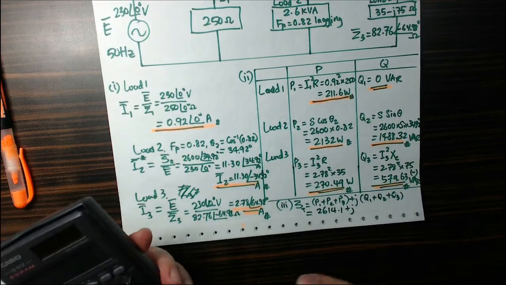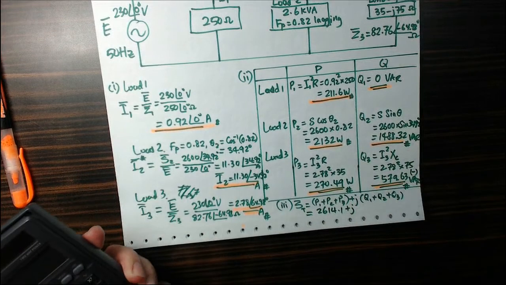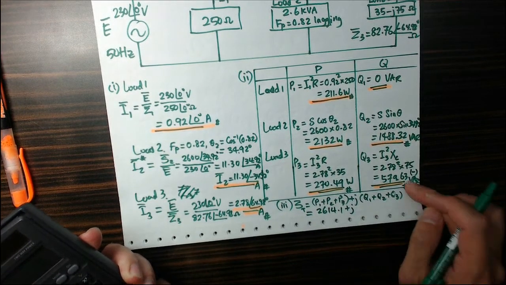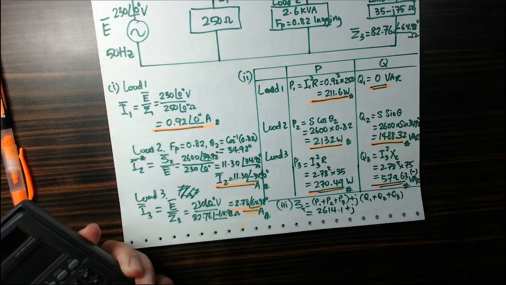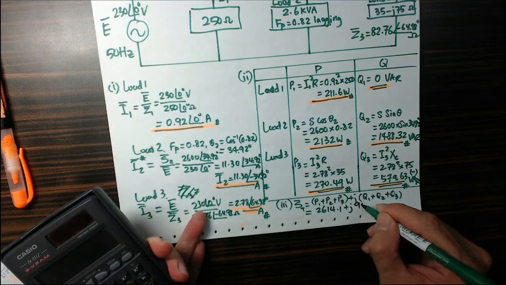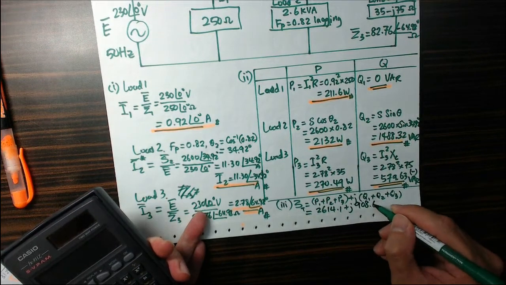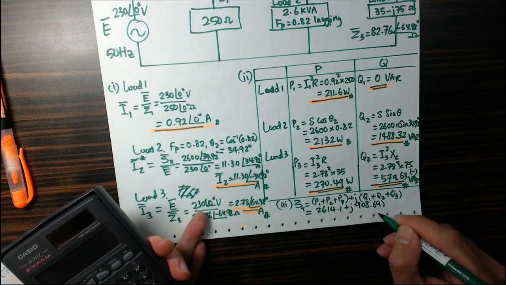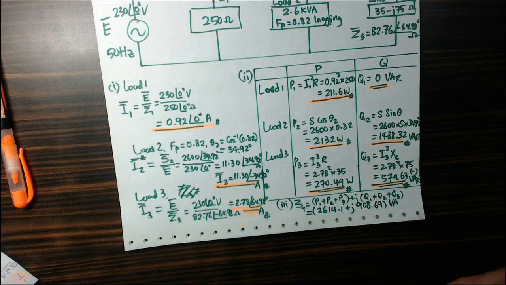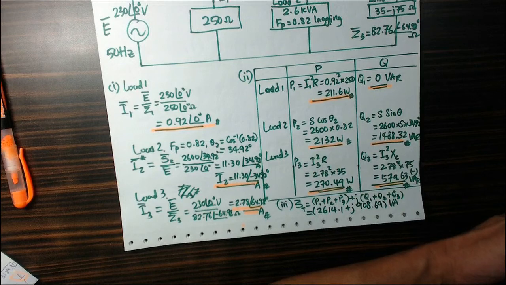plus j. Now for j, I have Q1 is 0, Q2 is 1488.32 minus, remember the minus, 579.6. That gives me 908.69. The whole thing is in VA. That's in the rectangular form. So all I need to do now is to convert this into the polar form. Let me calculate the polar form.